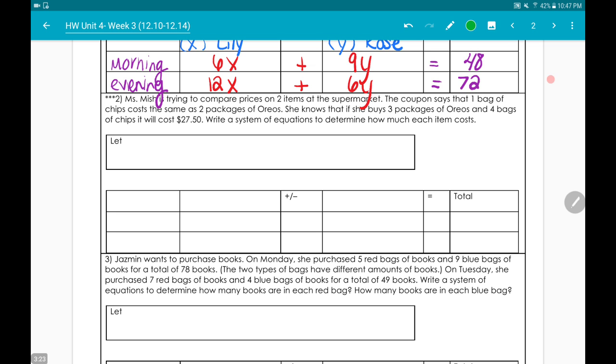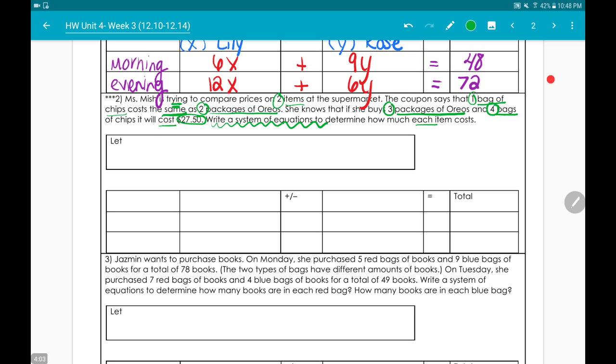So Miss Mish is trying to compare prices on 2 items at the supermarket. The coupon says that 1 bag of chips costs the same. All right, that's an important word. Same means equal as 2 packages of Oreos. She also knows that if she buys 3 packages of Oreos and 4 bags of chips, it will cost $27.50. Write a system of equations to determine how much each item costs.